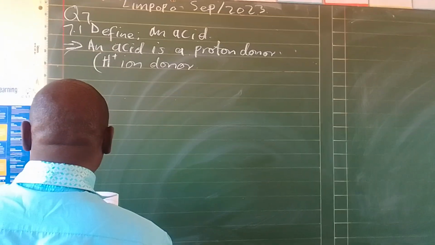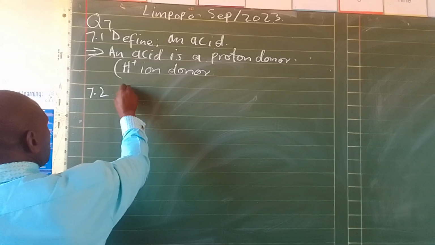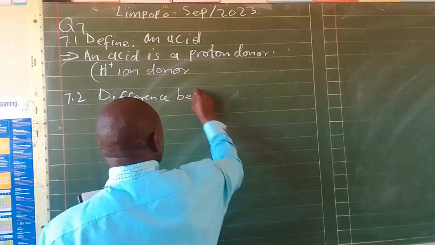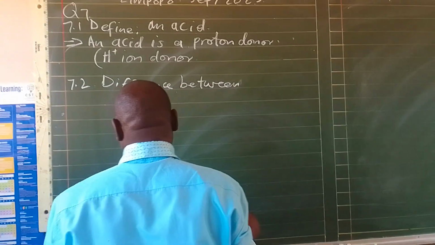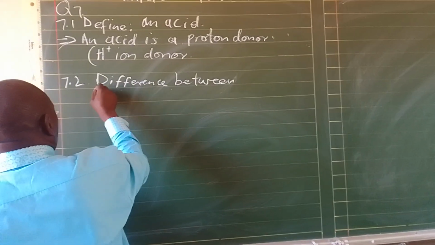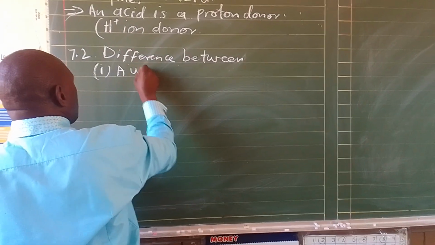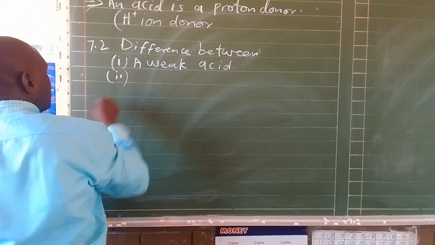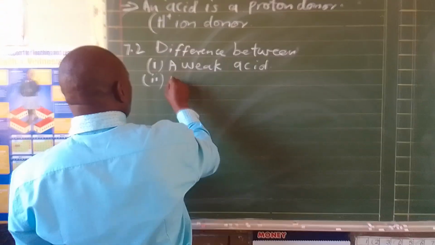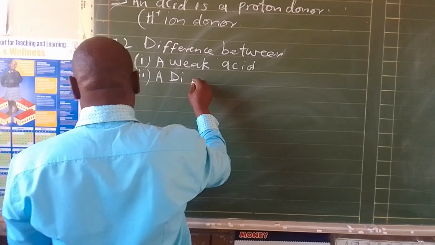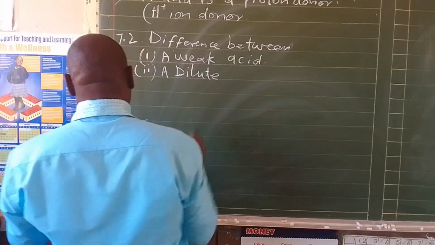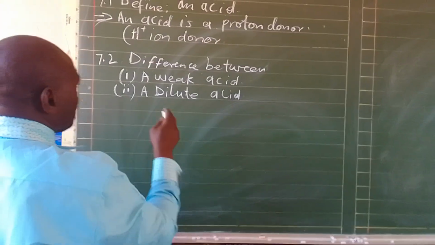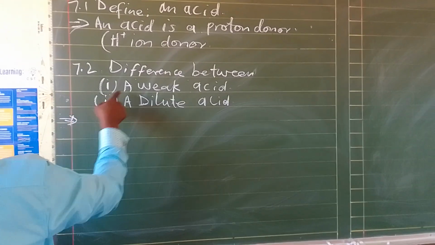7.2 says explain the difference between a weak acid and a dilute acid. You must give the difference between a weak acid and a dilute acid. Right, we'll start with the first one. The first one is a weak acid.